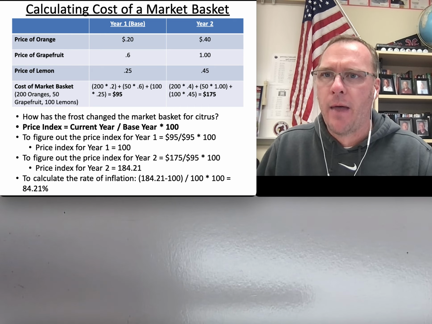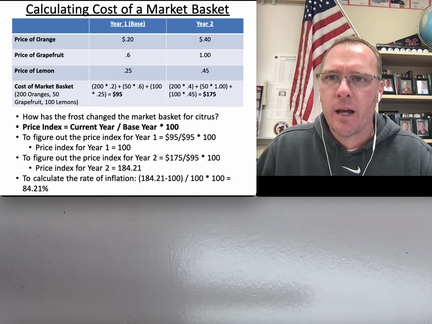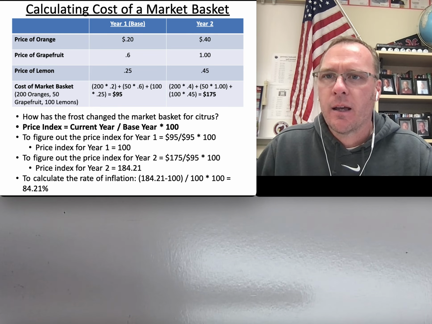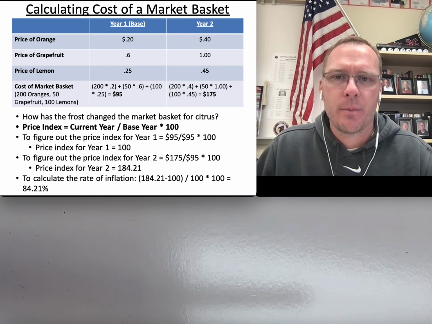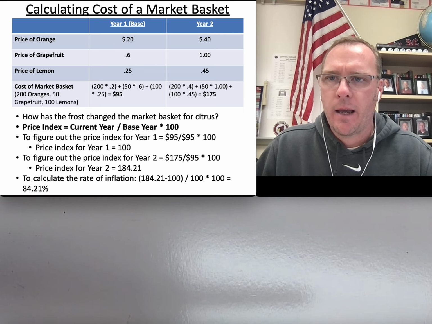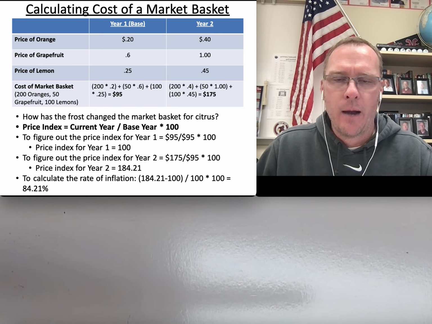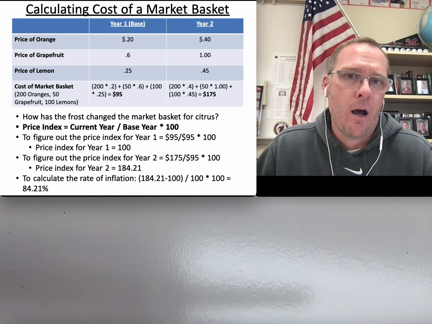So I'm going to multiply that out. I take my 200 oranges times the 20 cents and get a number, 50 grapefruits times the 60 cents, get a number, plus 25 cents times the 100, get a number. That adds up to $95. Now, if I take my current year divided by my base year times 100, in this case 95 divided by 95 times 100, the price index for year one is going to be 100.